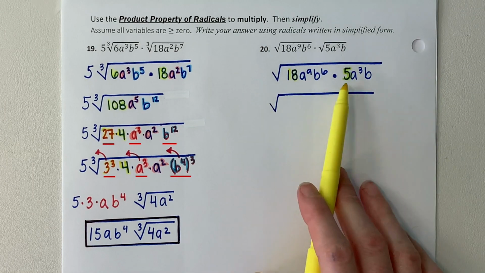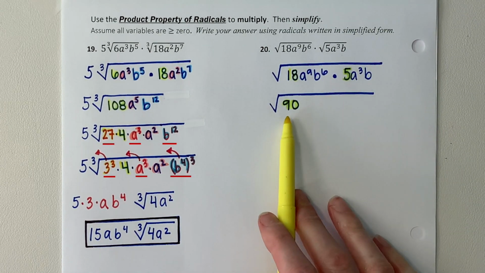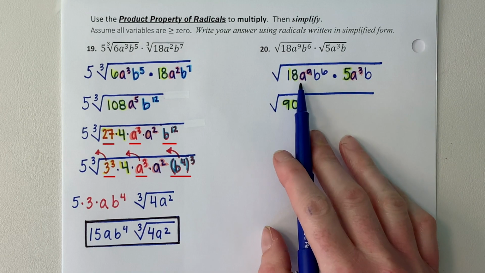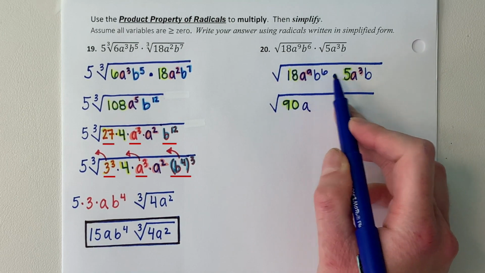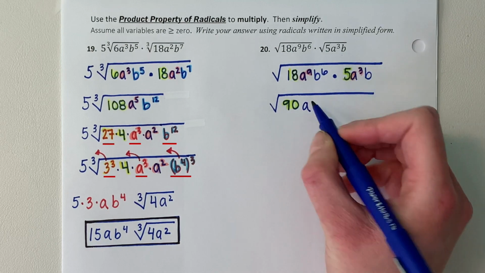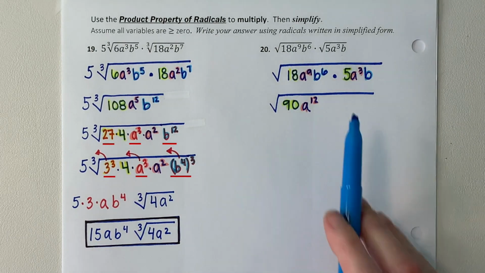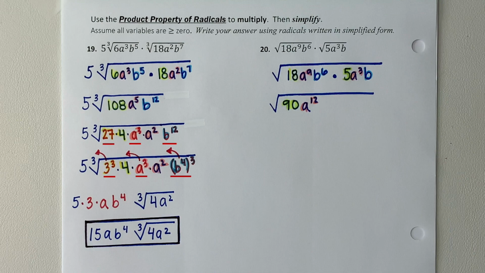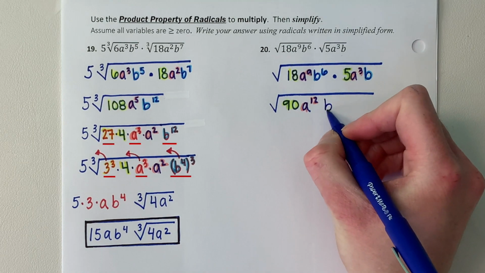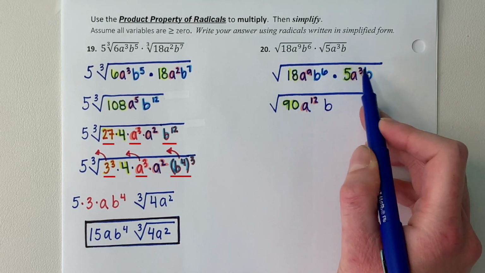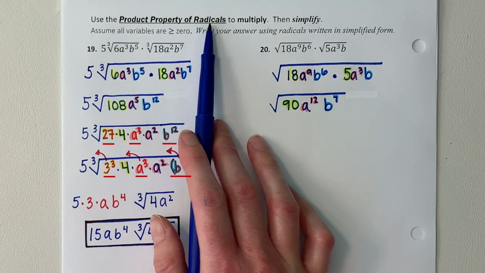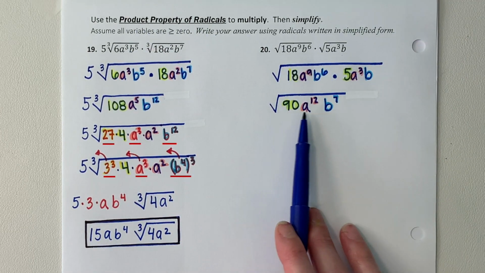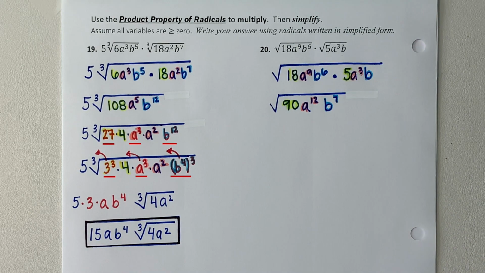So let's take 18 times 5, which gives us 90. And then if we multiply a to the 9th times a cubed, we keep the base, which is a, and we add the exponents. 9 plus 3 gives us 12. And lastly, if we multiply b to the 6th times b, we keep the base, which is b, and add the exponents. 6 plus 1 will give us 7. Now that we've used the product property of radicals to multiply these two quantities underneath one radical symbol, we'll simplify.